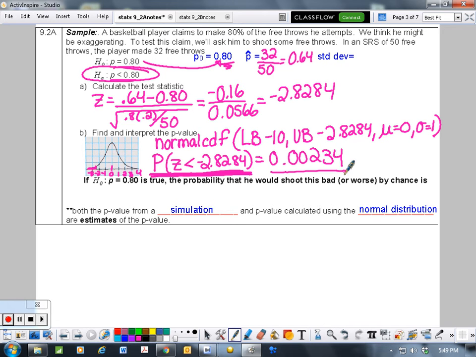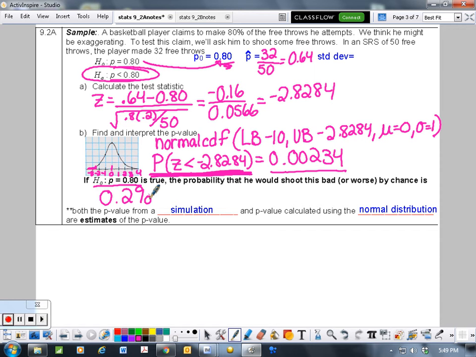So given that the null hypothesis is true, the probability that that guy would shoot that bad at free throws is a 0.2% chance, which is really, really small, and it's really rare. So that's convincing evidence that he was lying. He is not an 80% free throw shooter.